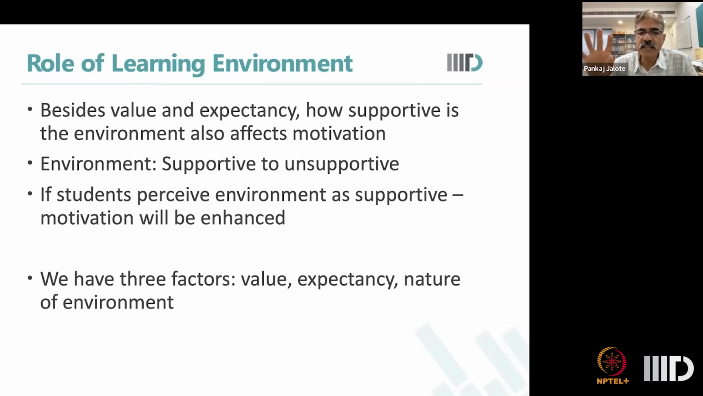So essentially, we have three factors at play for student motivation. The value for the learning goals of this course: what value does the student attach to the learning goals, outcomes of this course? Expectancy that the student can achieve those learning outcomes, and the nature of the environment. These three will determine the level of motivation the student will have to work towards achieving the learning outcomes.